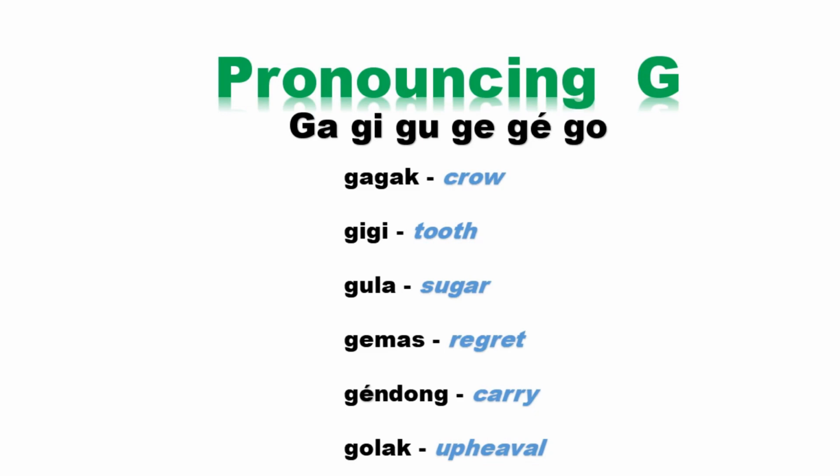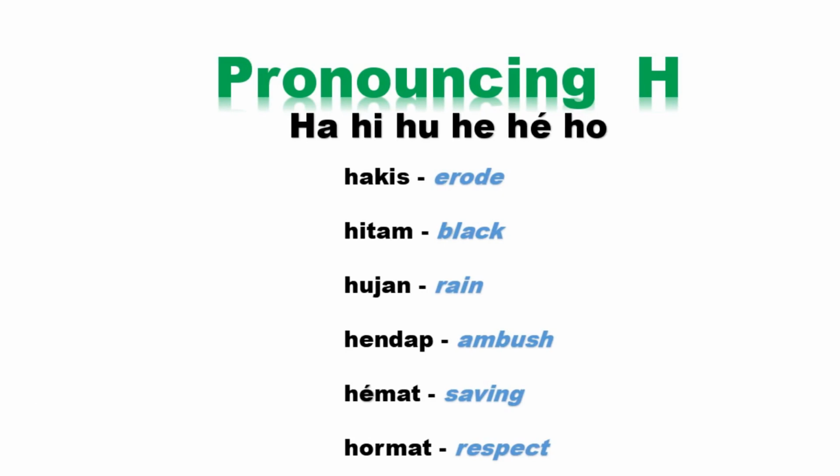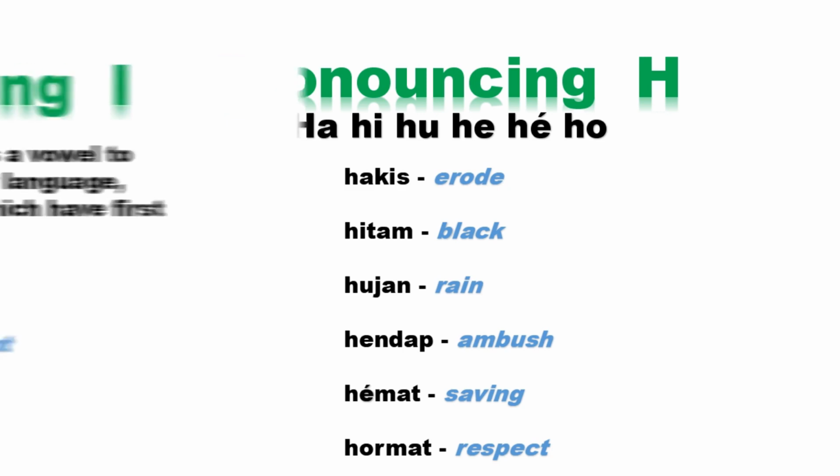For G, ga, gi, gu, ge, ge, go. Gaga, gigi, gula, gemas, gendong, golak. Pronouncing H. For H, ha, hi, hu, he, he, ho. Hakis, hitam, hujan, hendak, hemat, hormat.